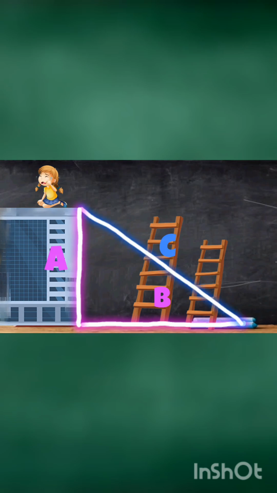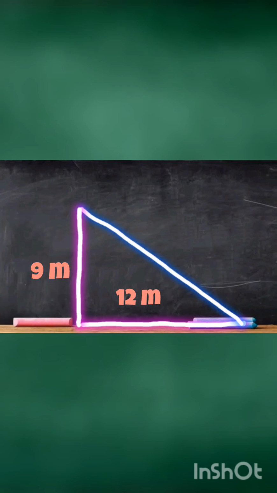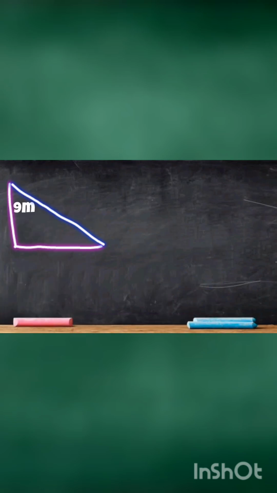find as C. Then you quickly measure the height of the building, which is 9 meters. Then you measure the surface of the land, which is 12 meters. Now, as A equals 9 meters and B equals 12 meters, then we know C will be equal to the sum of the squares of the other two sides. Then we need to substitute these values into the formula, which is A squared plus B squared equals C squared.